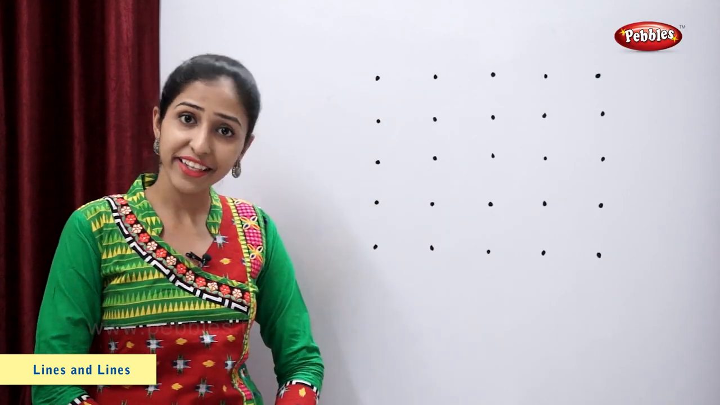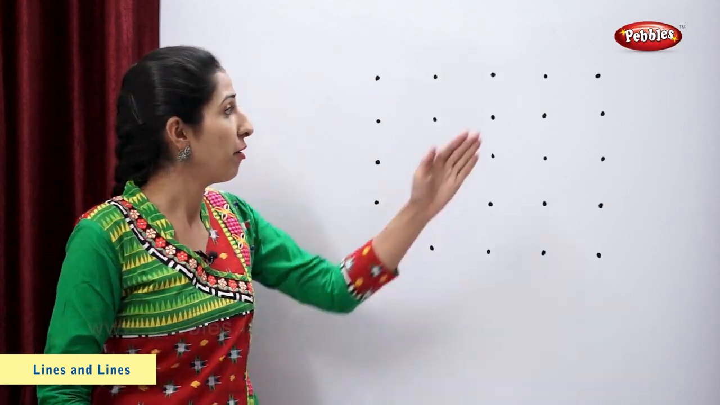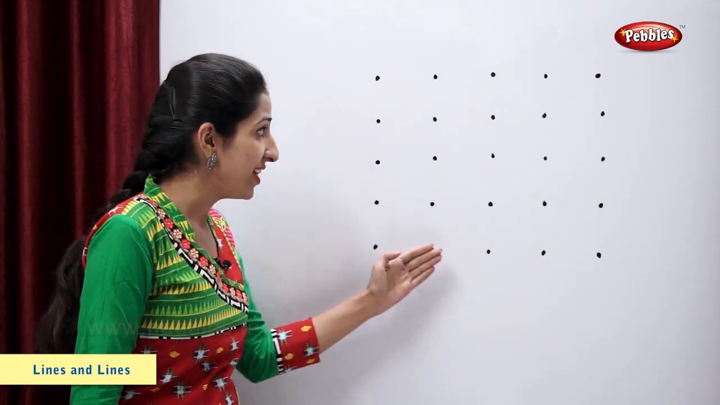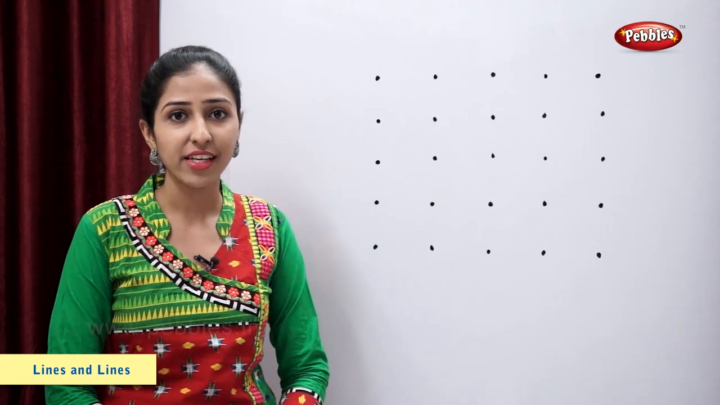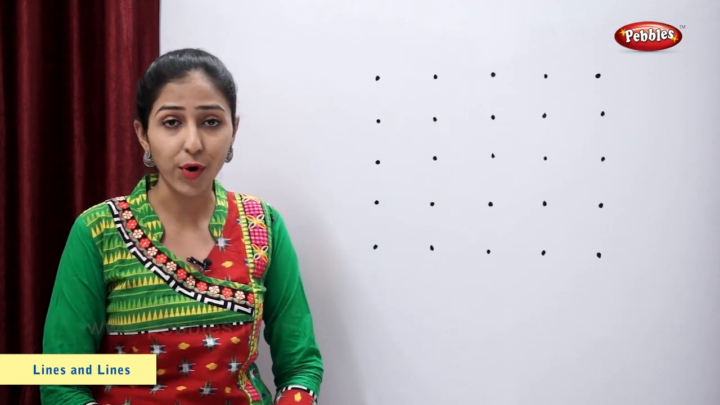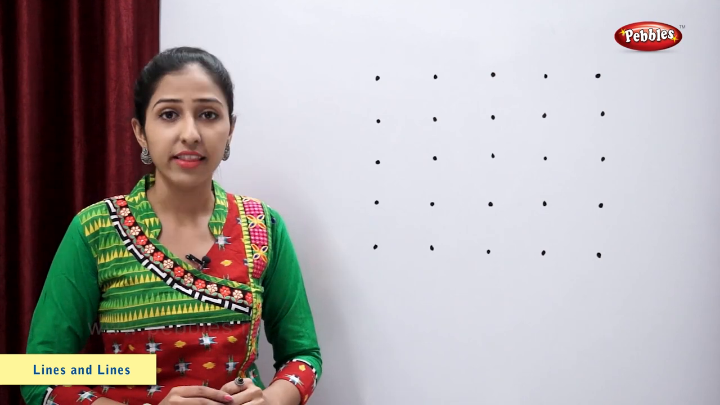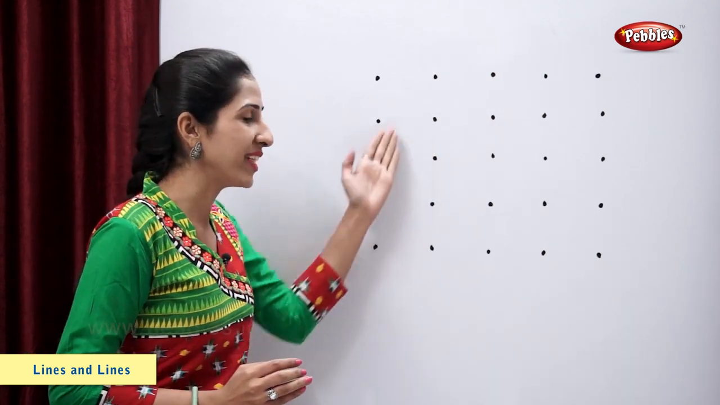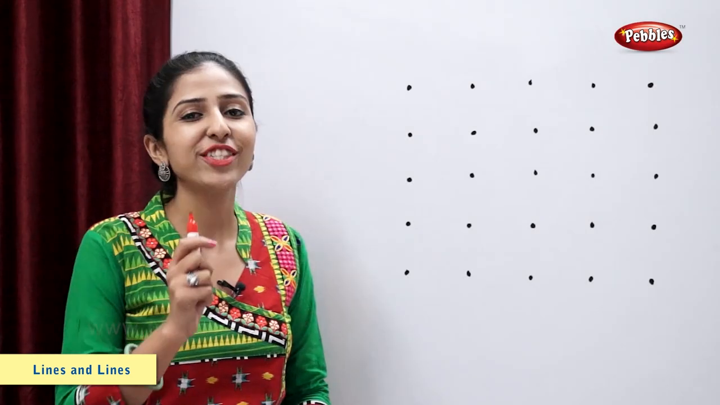This is a grid. It is made of 5 by 5 dots. So, total there are 25 dots. A grid is used to draw proportionately. Now, I will show you how to draw some figures using the grid. Let's draw a kite.